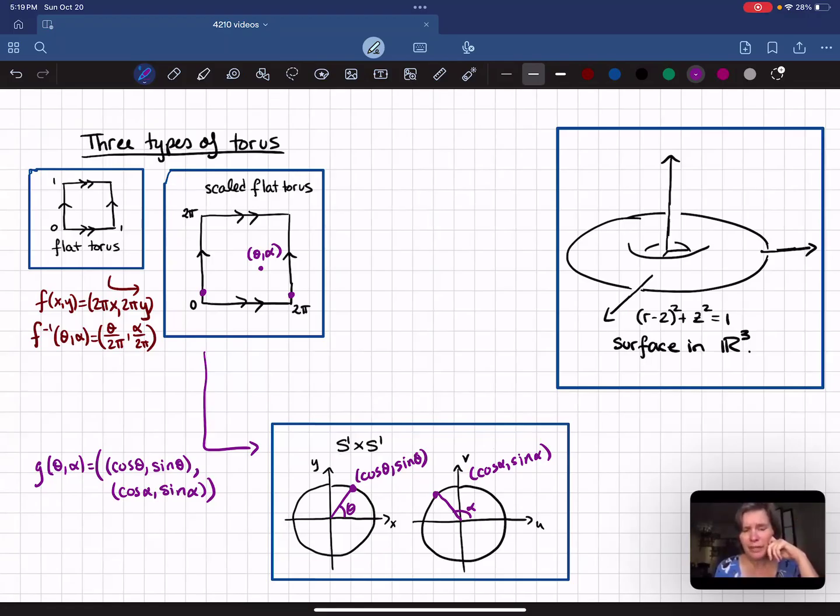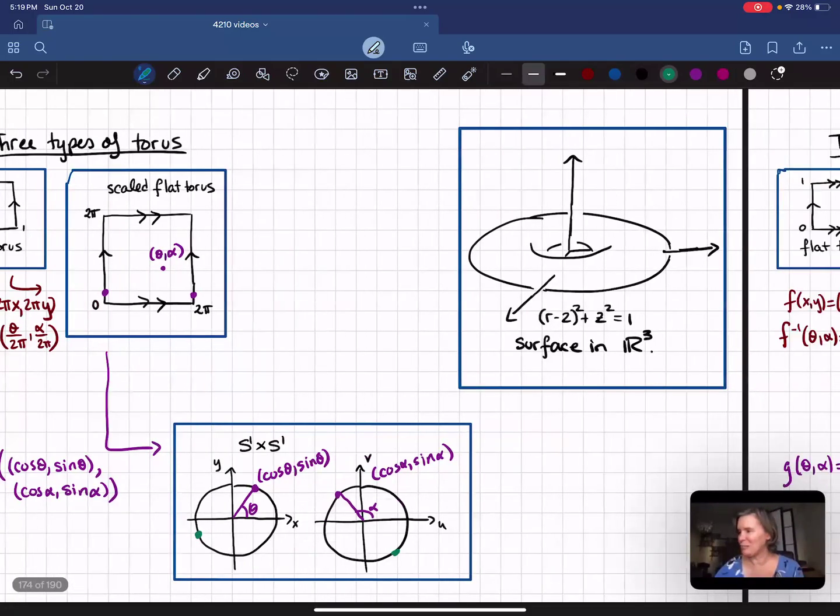To invert it, I would have to say how I take a point on this circle and another point on this circle and find the theta and alpha. But we can certainly do that. We could use arctangent. You have to make some adjustments to make sure you're in the right quadrant, but that is doable, and in a continuous way. Okay, so there we have a map that goes from my scaled flat torus to S1 cross S1. And I've at least made an argument that it is a homeomorphism. So those are homeomorphic, if you believe my argument.